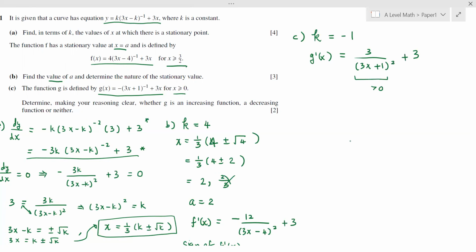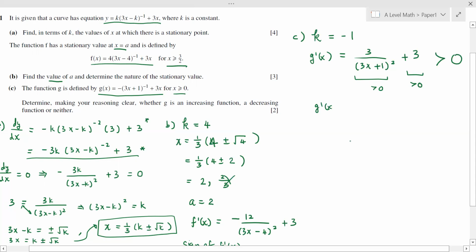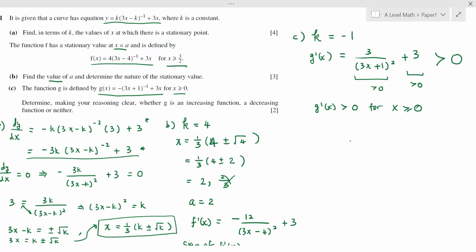This is always positive. 3 is always positive. The sum of two positive numbers is always positive. We say that g prime x is greater than 0. Since the domain is defined for x greater than or equals to 0, we say that g prime is greater than 0 for all x greater than or equals to 0. And this implies that g(x) is an increasing function.